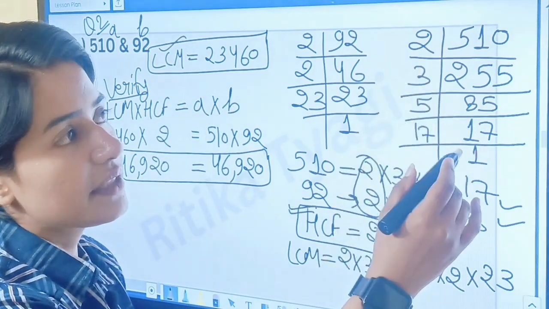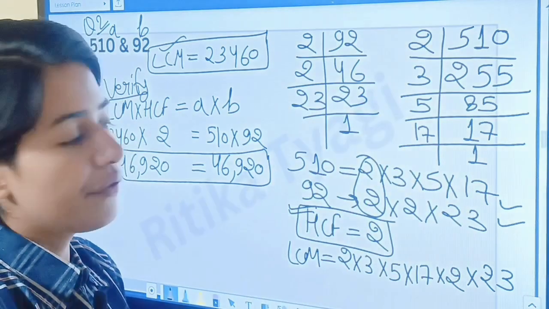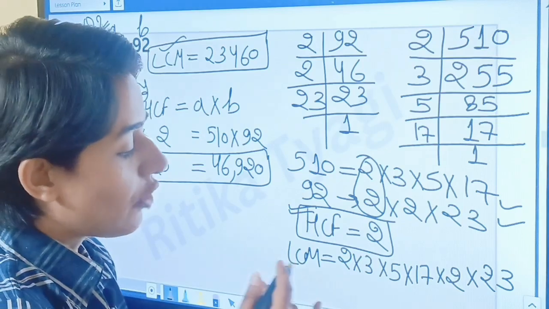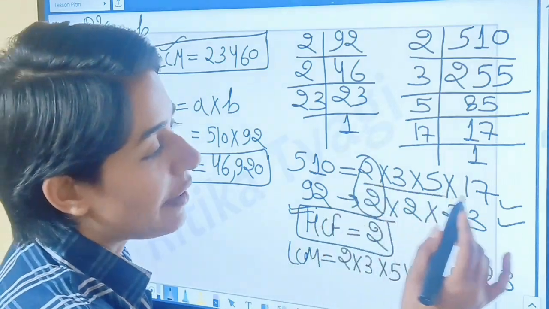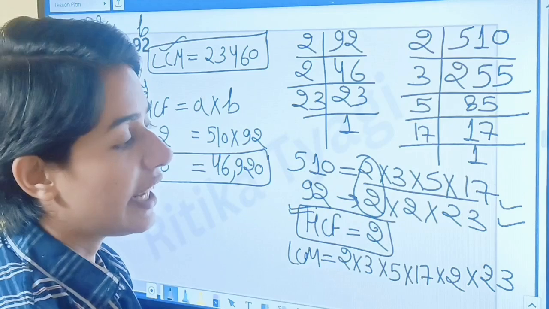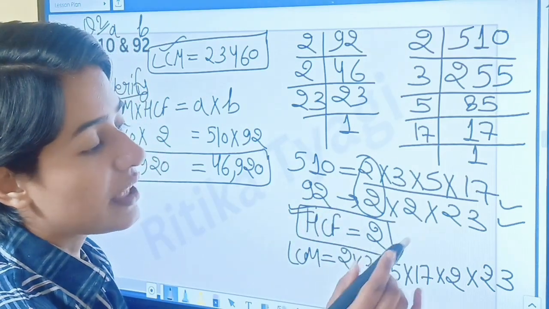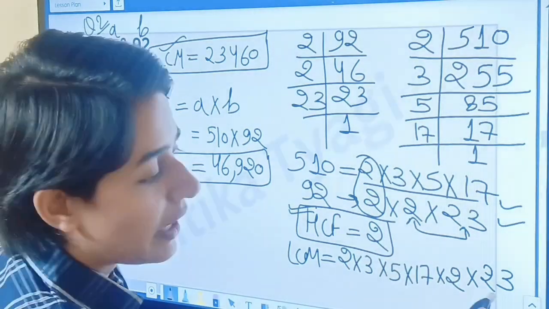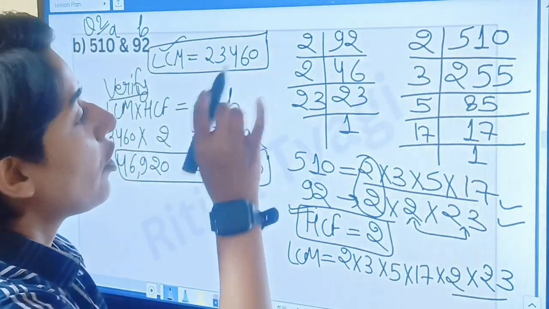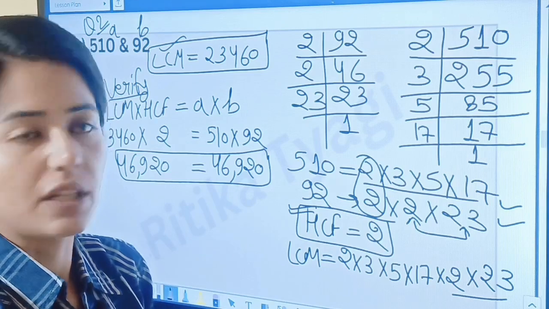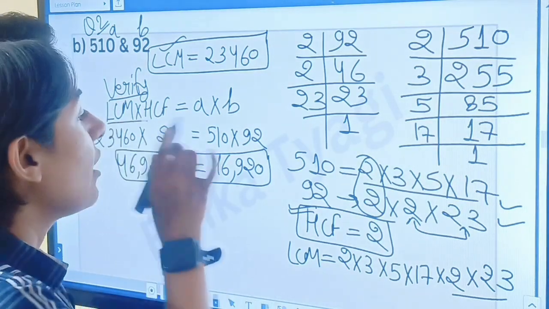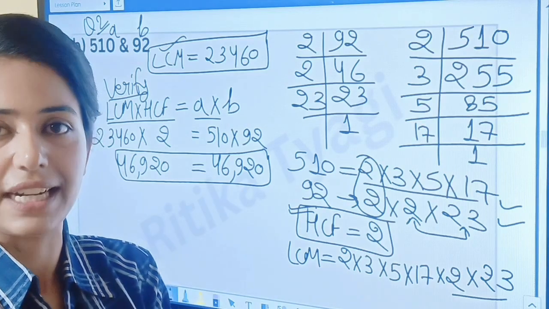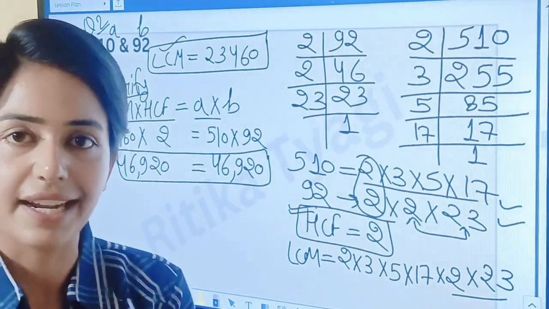In this question we factorize 510 and 92. From the factors we find the SCF, which is common in the factors of both numbers, that is 2. For finding the LCM, we take the factors of any one number, that is 510, and in the factors of 92 we choose those numbers which are not included in the factors of 510, that is 2 and 23. Multiplying 2 and 23, the overall product we get is 23,460. Next we verify the relation by applying the formula and we get 46,920 on both sides, that is, the left hand side is equal to the right hand side.